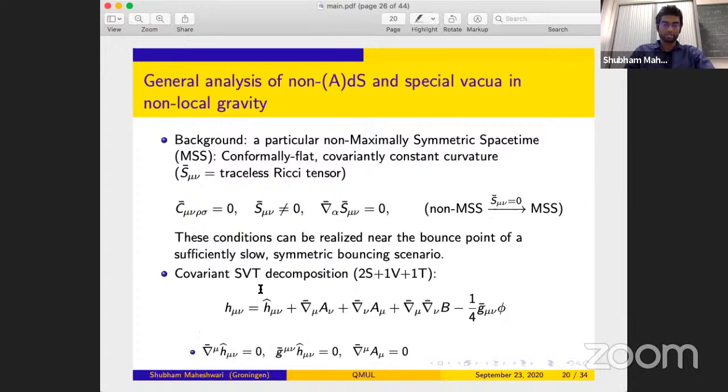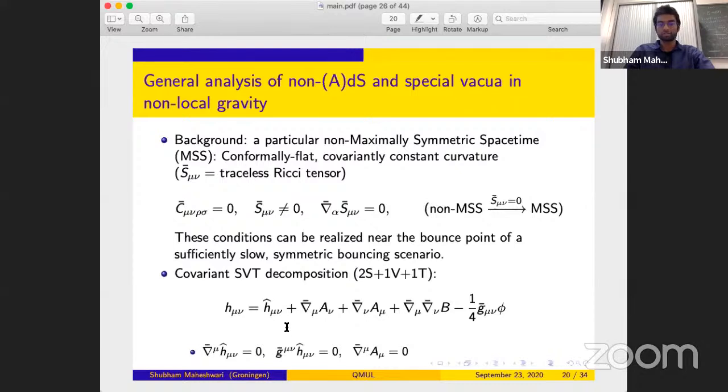So for this, I will use a covariant scalar-vector-tensor decomposition, not the 1+3 cosmological perturbation split. In this case, I will covariantly split the perturbation h_μν in terms of a covariant tensor, vector and scalar part. So this ĥ_μν is a tensor, A_μ is a vector, and B and φ are your scalars. And these are the transverse and traceless conditions on the vector and tensor modes, and they cancel the degrees of freedom.